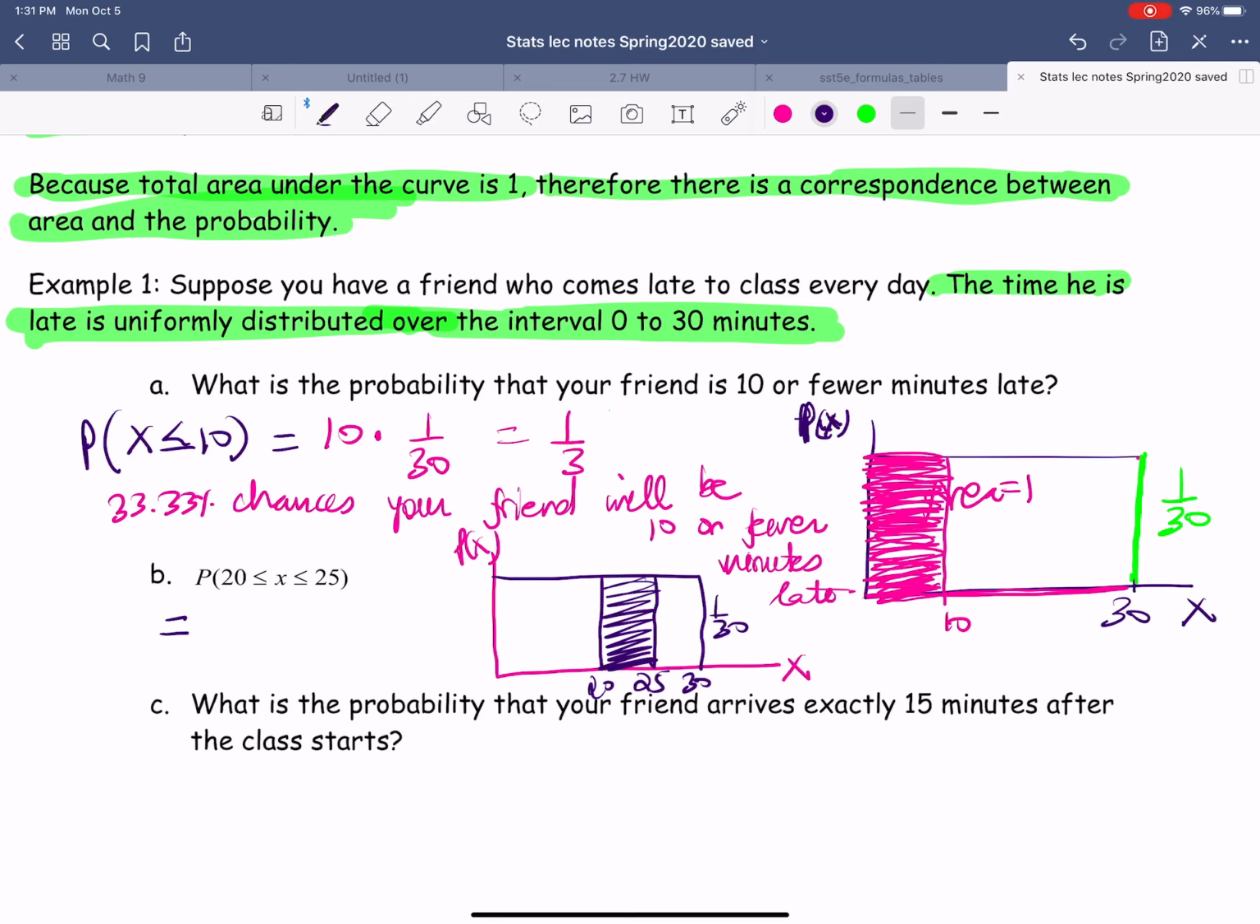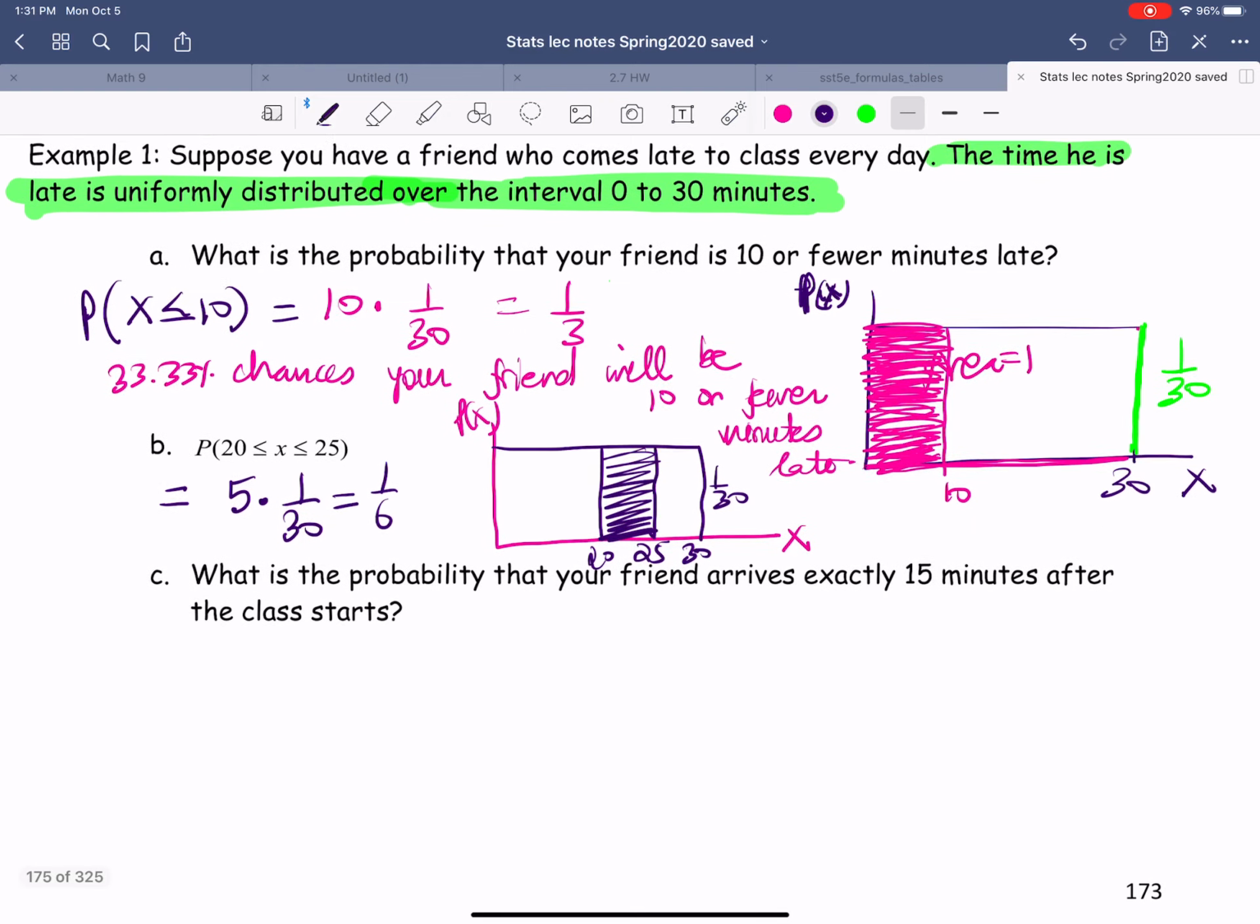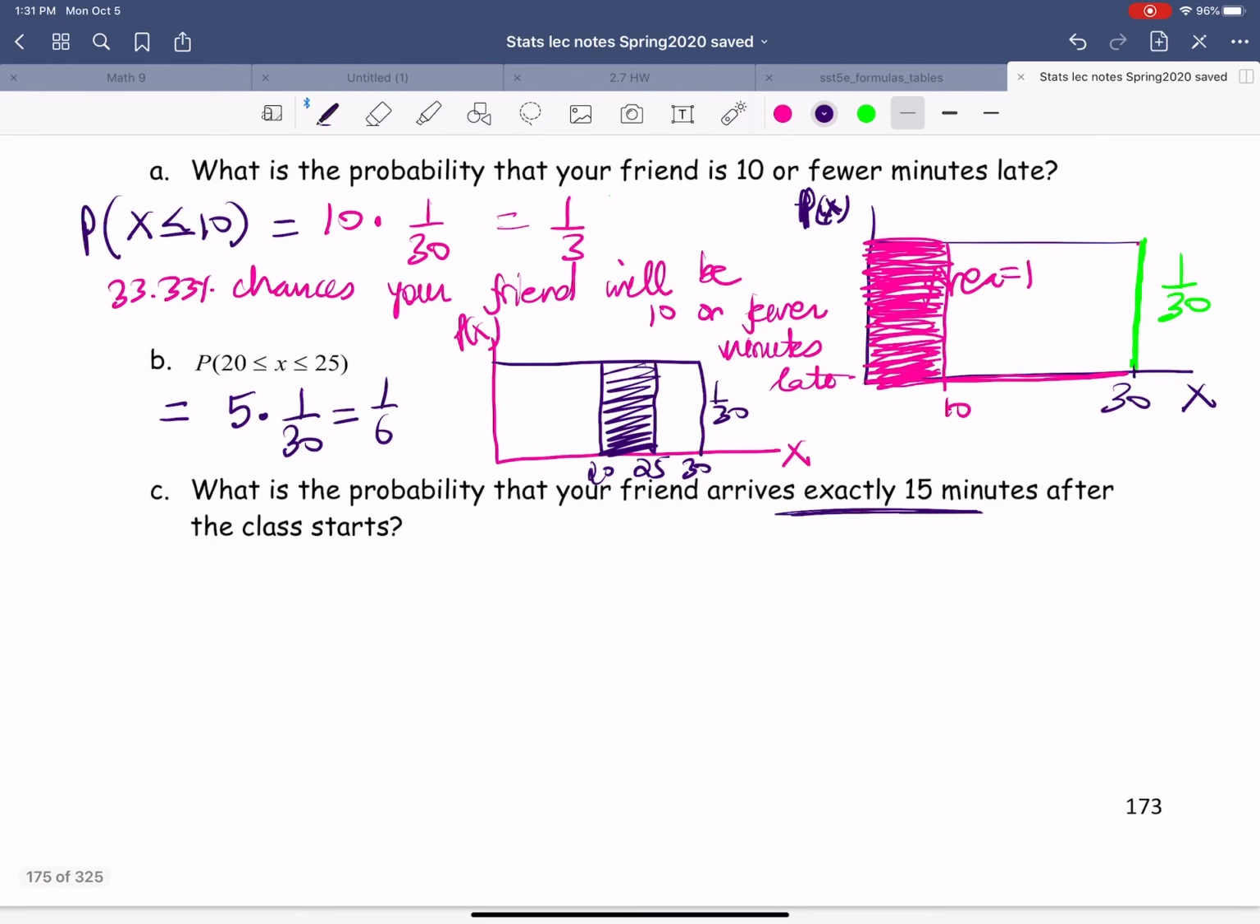What is the length of this rectangle? Between 20 to 25, the length is 5 and the height is still 1 over 30. That turns out to be 1/6. Again, we can change it to decimal if we want and then interpret your answer, or we can leave it as a fraction and still interpret your answer: there's a 1/6 chance that your friend will be arriving between 20 to 25 minutes. What is the probability that your friend arrives exactly 15 minutes after the class starts? Whenever you're talking about the word exactly in a continuous probability distribution, your answer is going to be impossible, 0 probability. So the probability would be 0 in this case.